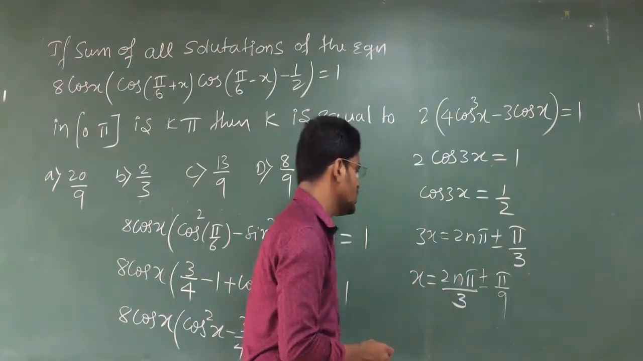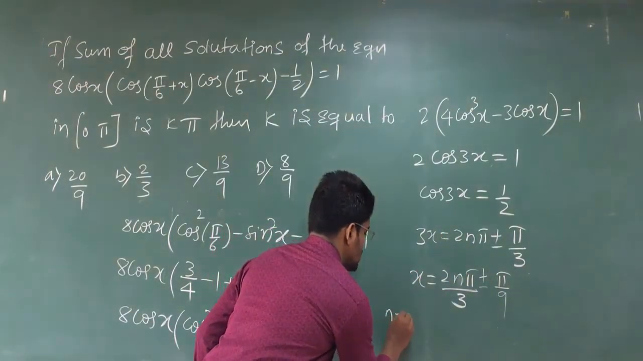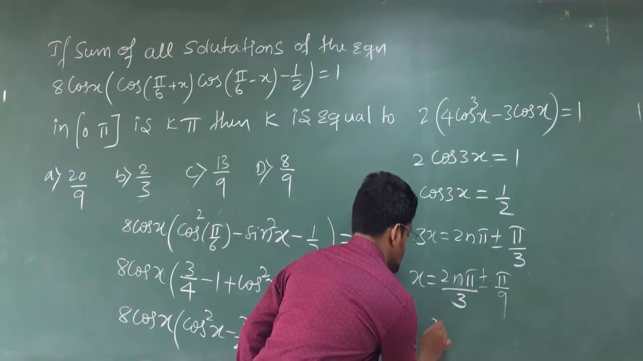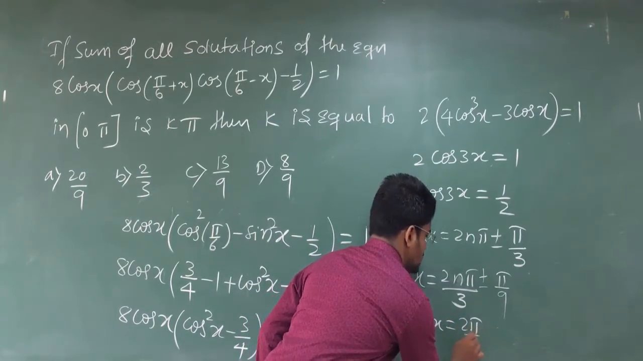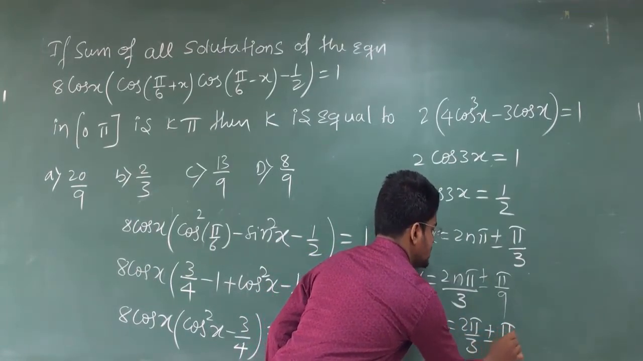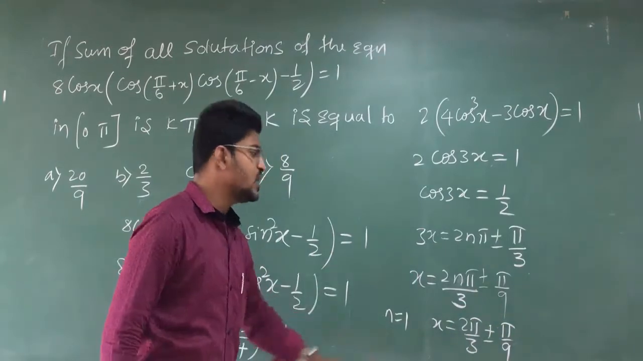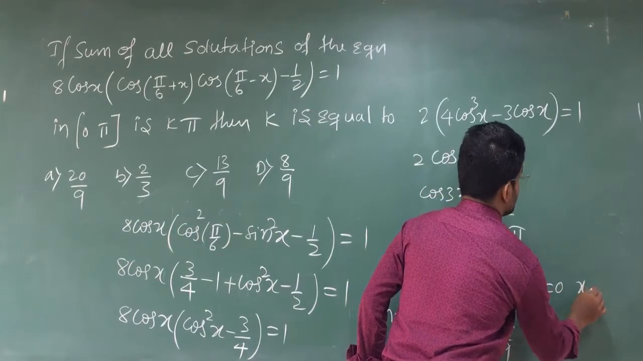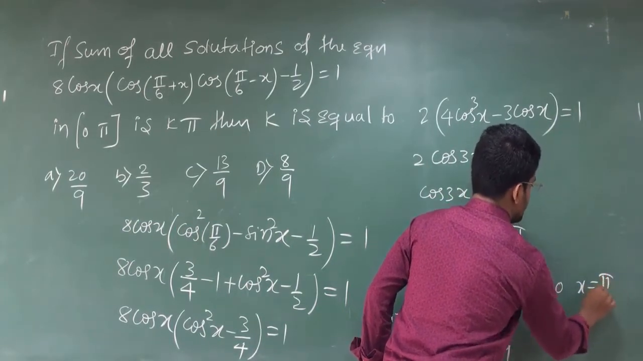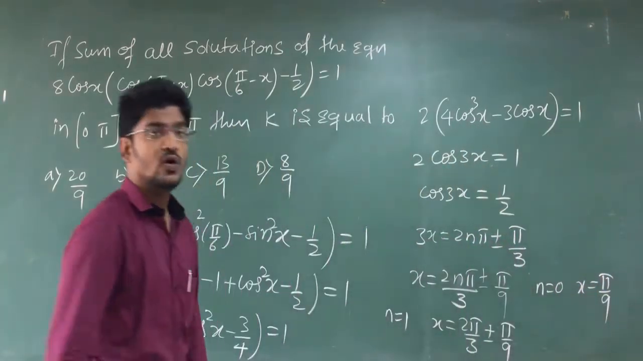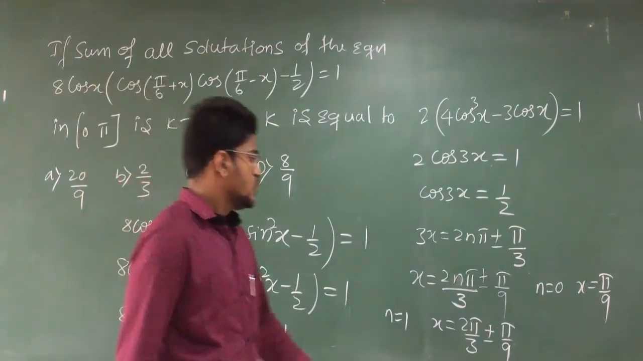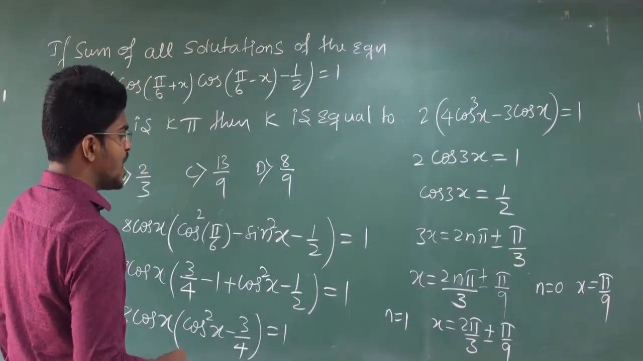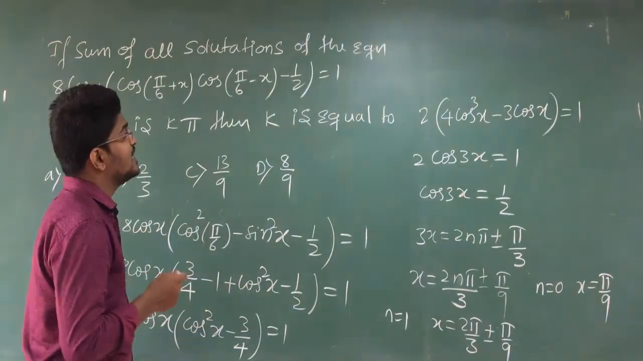If I put n equal to 1, x will be equal to 2π/3 plus or minus π/9. For n equal to 0, you are going to get x equal to π/9. So these values are going to be in the interval 0 comma π. Now I have to take the value of k.